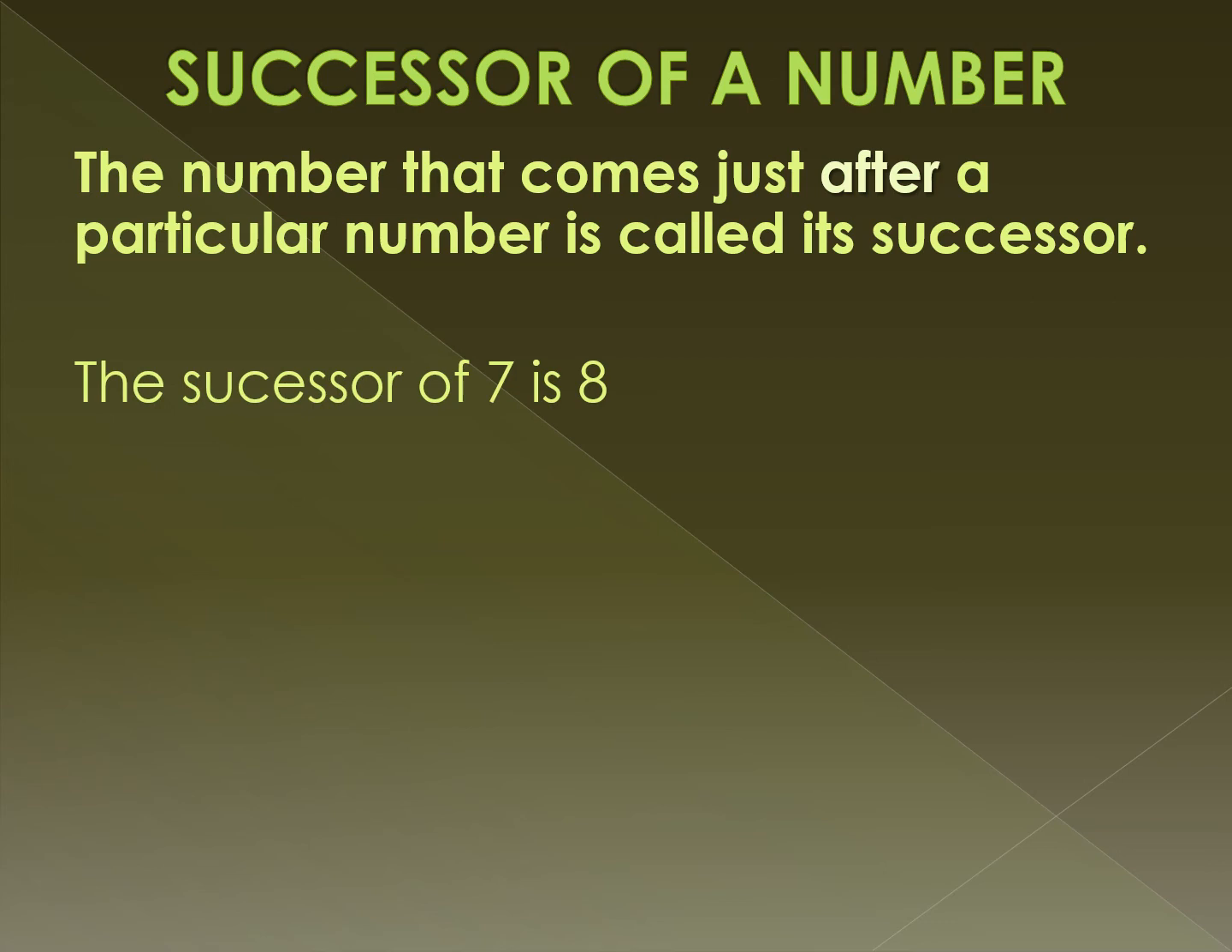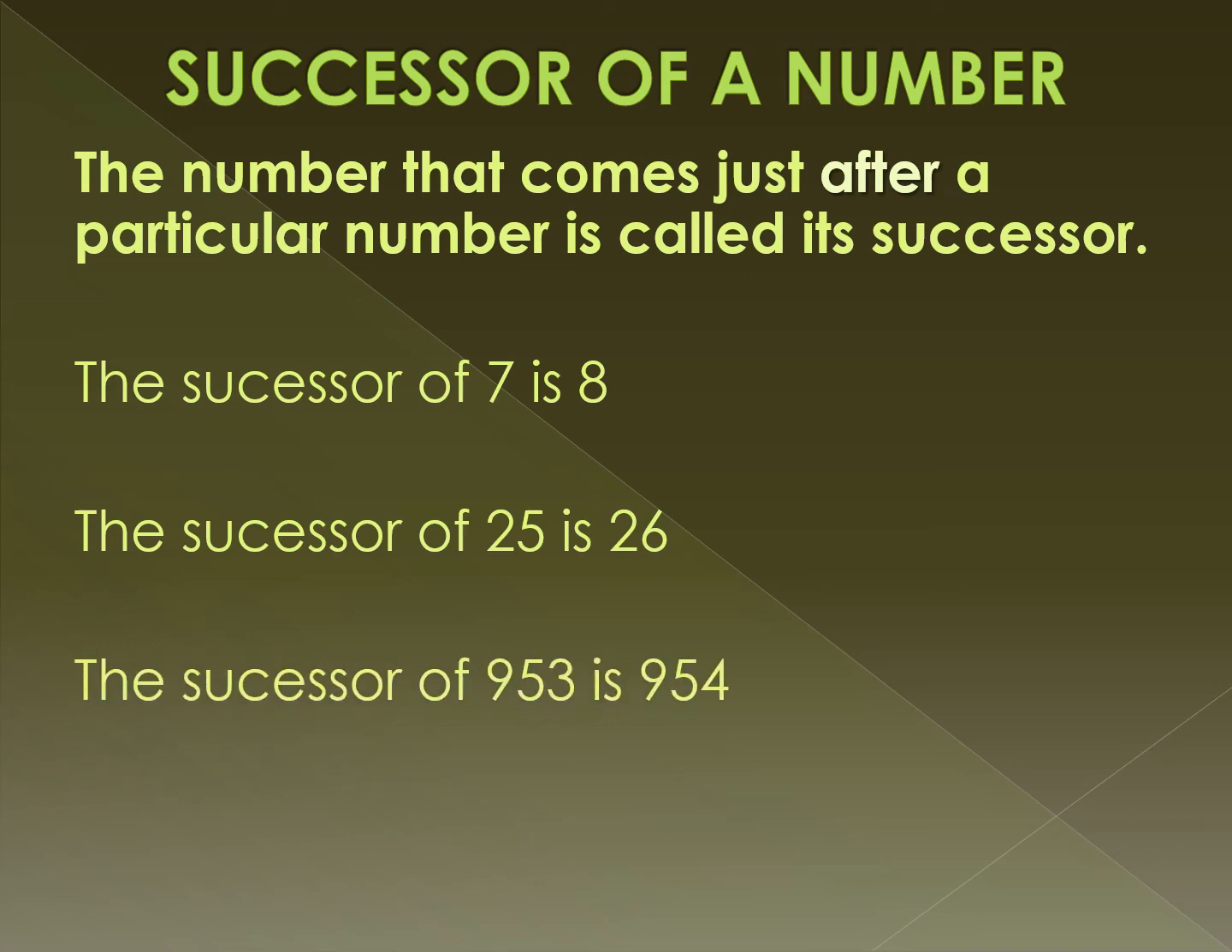The successor of 7 is 8 because 8 comes after 7. The successor of 25 is 26. The successor of 953 is 954. And the successor of 1246 is 1247. So all that you do is just add 1 to that number, or you can write the number that comes after. That is the successor of a number.